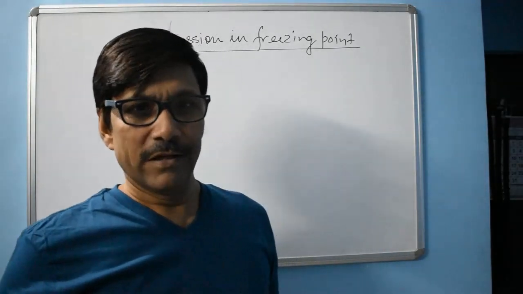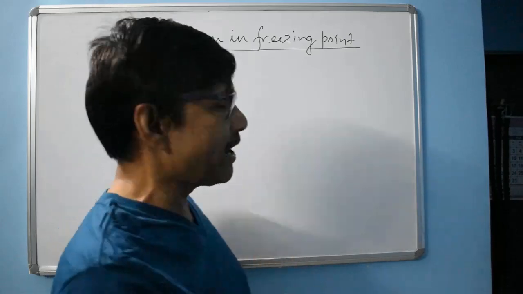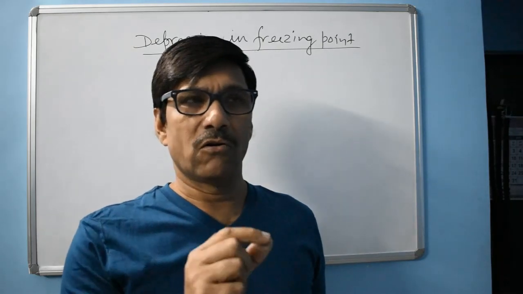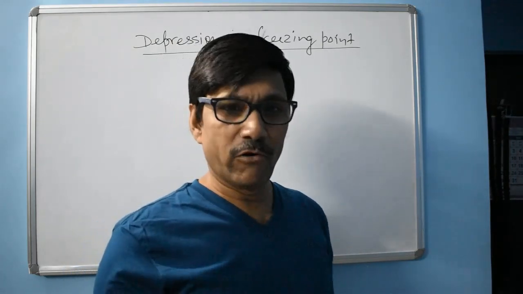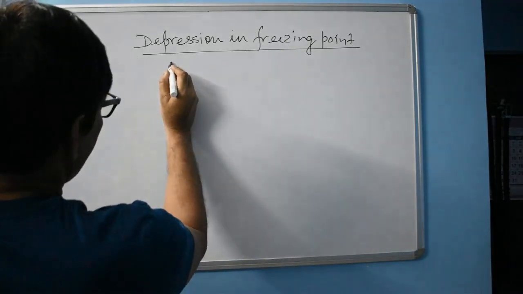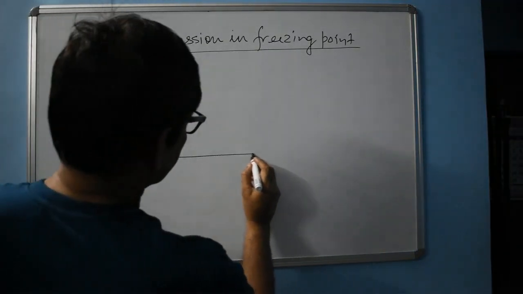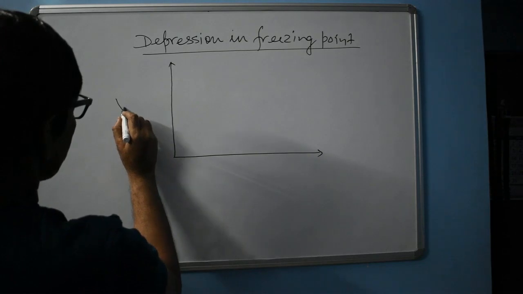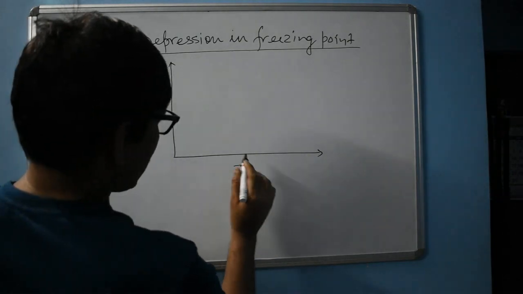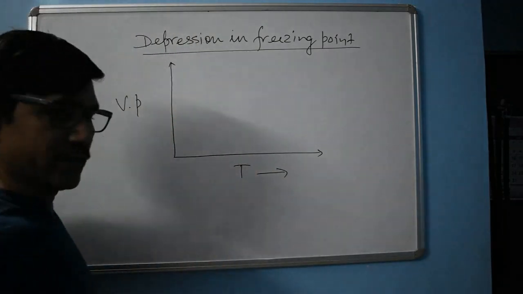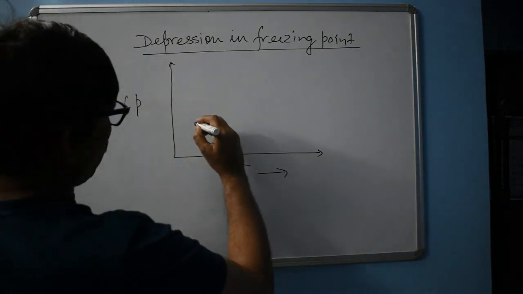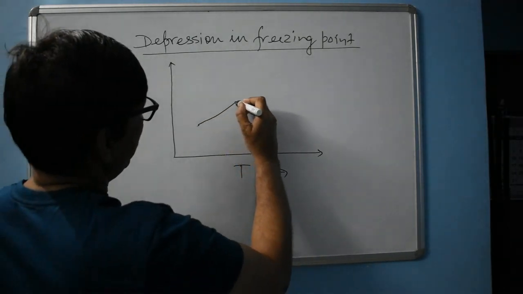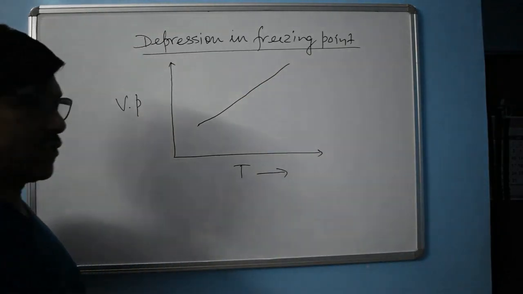Now why does it happen? To understand this depression in freezing point, again we will have to understand, or we have already done, what is called vapor pressure curve, and we have already done this twice. So if we plot vapor pressure curve of a pure solvent, so what is vapor pressure curve? Vapor pressure versus temperature graph is called vapor pressure curve. And for pure solvent or for any liquid, if we increase the temperature, the vapor pressure will increase very regularly. So this is called vapor pressure curve.